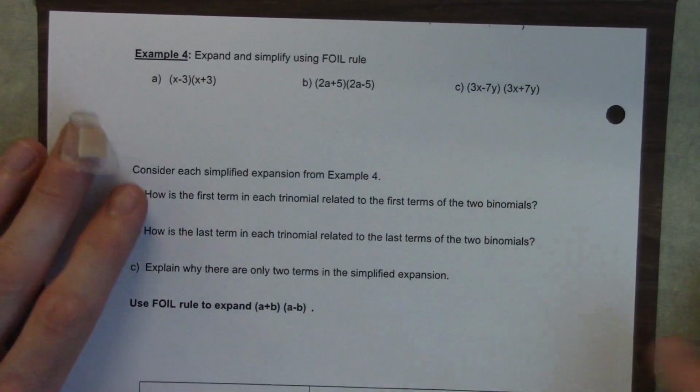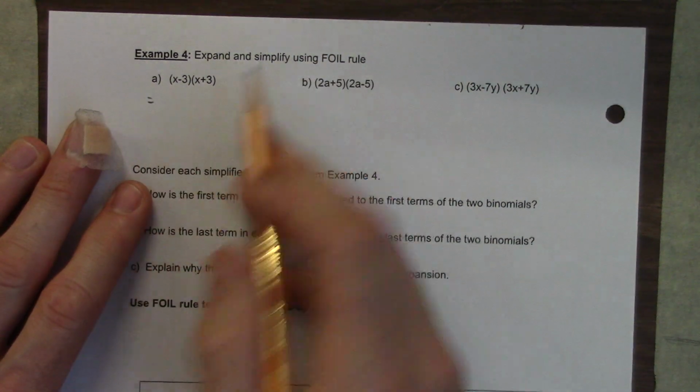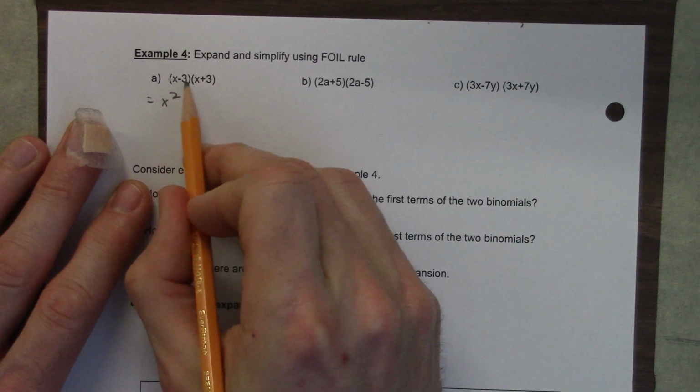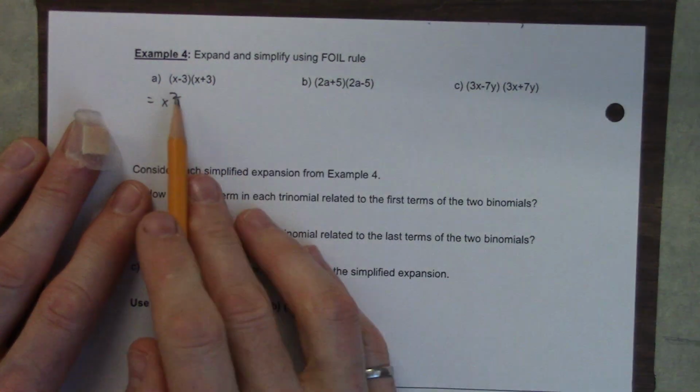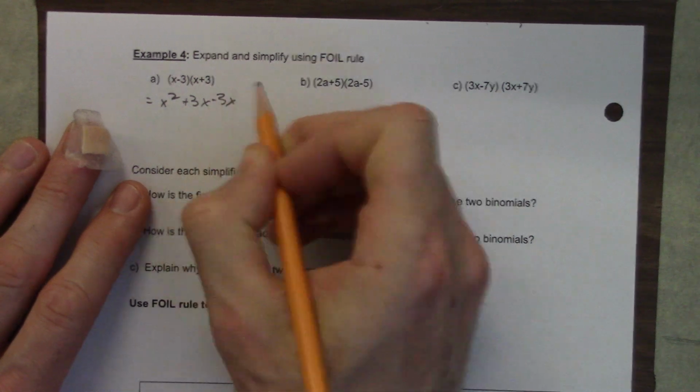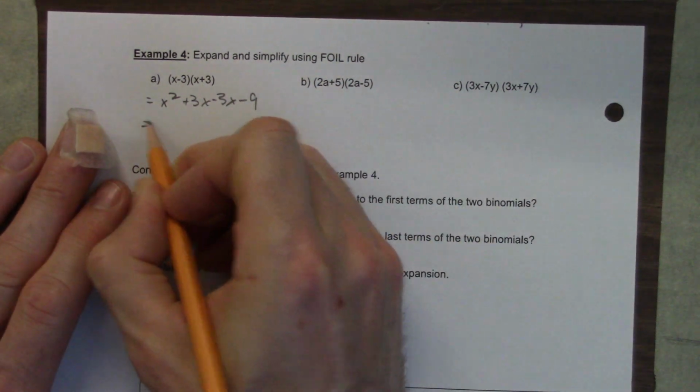Expand and simplify using FOIL. So here we go. We know this is difference of squares, x squared. So we're going to go 3x minus 3x. They're gone, right? Plus 3x minus 3x. And then minus 9. So this just becomes x squared minus 9.